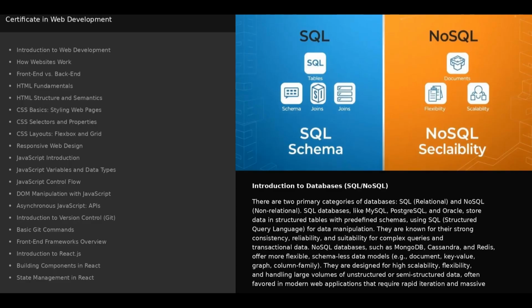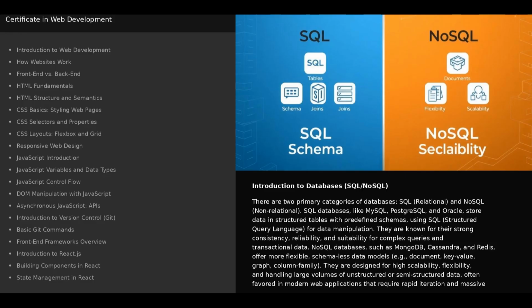SQL databases like MySQL, PostgreSQL, and Oracle store data in structured tables with predefined schemas, using SQL, structured query language, for data manipulation. They are known for their strong consistency, reliability, and suitability for complex queries and transactional data. NoSQL databases, such as MongoDB, Cassandra, and Redis, offer more flexible, schemaless data models. Example: document, key value, graph, column family.